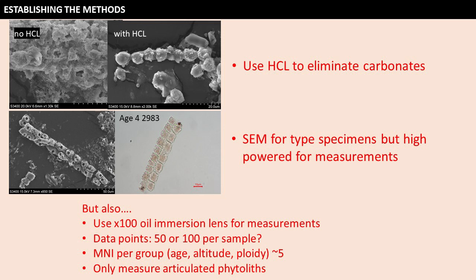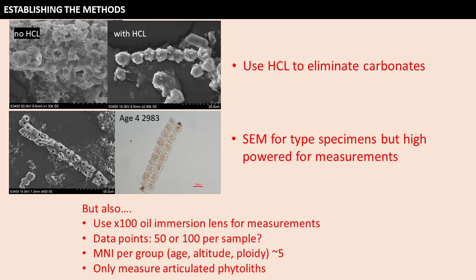Also the data points. I am looking at measuring around 50 to 100 data points per sample. That means length, width, crater diameter, and again, the number of individuals per group, each group being age, and I'm looking at ages from 1 to 11, as well as altitudes. Enset grows in different altitudes, and that affects the growing behavior of the plant. So it's important to take a look at whether that is affecting the variation in the phytoliths.